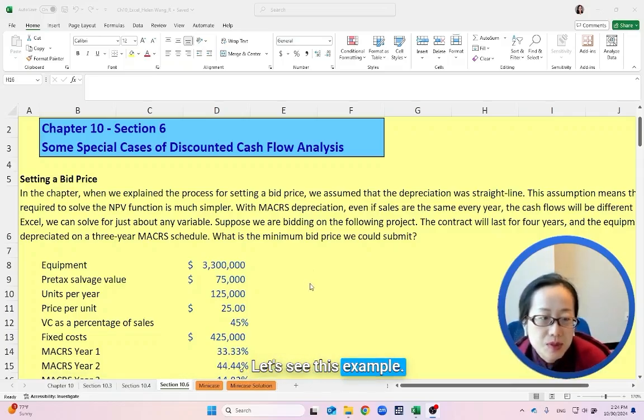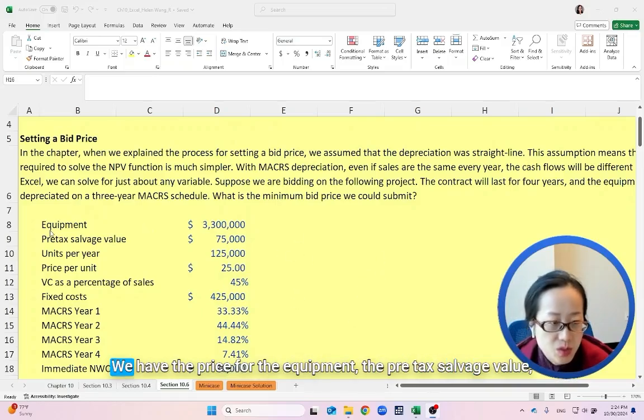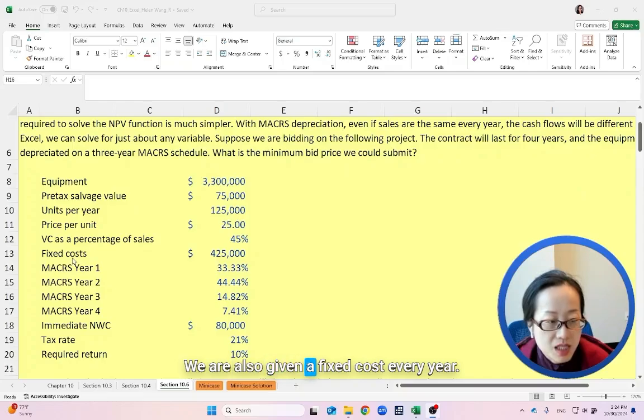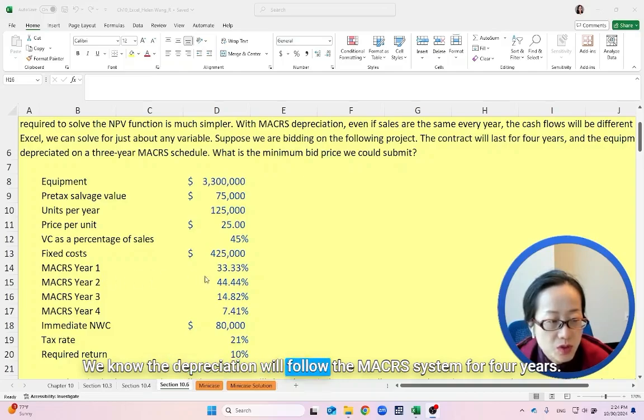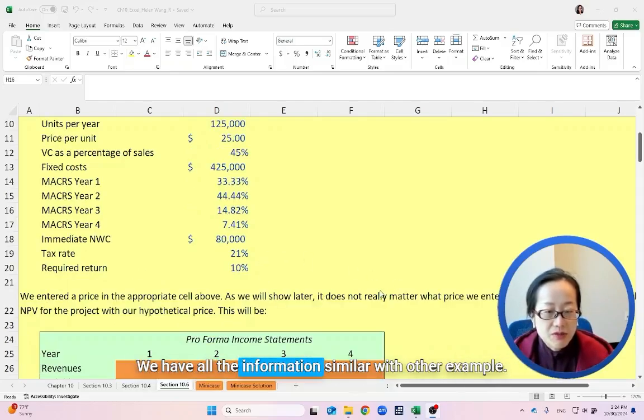Let's see this example. In Excel, we are given the information for a project. We have the price for the equipment, the pre-tax salvage value, the unit price, and the variable cost, which is 45% of the sales. We're also given a fixed cost every year. We know the depreciation will follow the MACRS system for 4 years. And there is an immediate net working capital, tax rate, and required return. We have all the information.